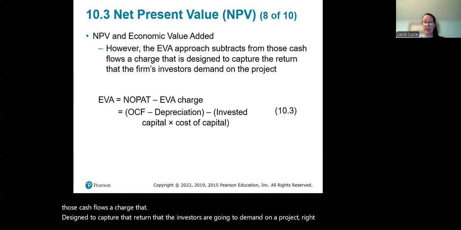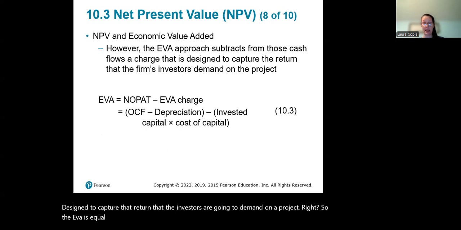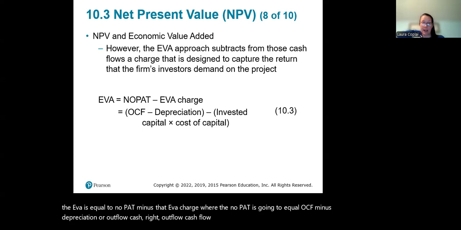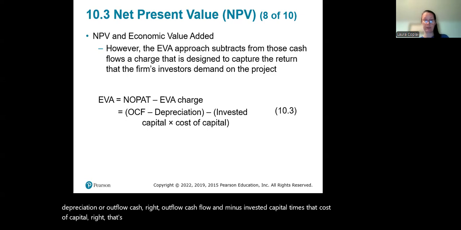So the EVA is equal to NOPAT minus that EVA charge, where the NOPAT is going to equal OCF minus depreciation, or outflow cash, right? Outflow cash flow, and minus invested capital times that cost of capital, right? That's our EVA charge.